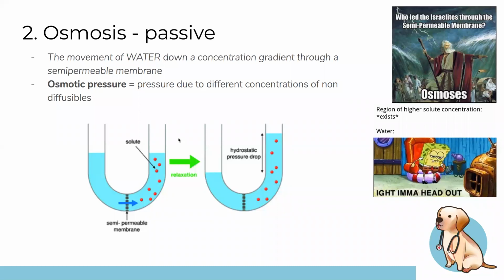Osmosis is passive movement. It's the movement of water down a concentration gradient through a semi-permeable membrane. This occurs when, like in the diagram, on one side there aren't any solutes, and on the other side there are solutes that can't cross the membrane. So the concentration on either side is not equal, and the water moves to the right side to try and balance the concentration. The pressure difference driving this movement is called osmotic pressure.